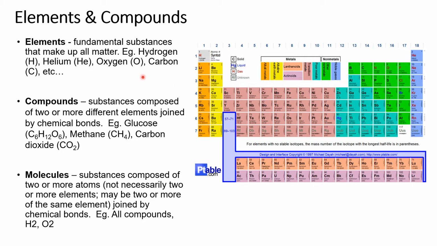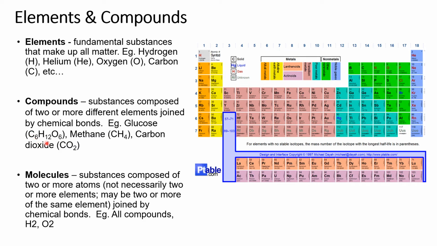Now, atoms can come together to form compounds or molecules. Our next job here is to realize the difference between the two when there is a difference. So a compound is a substance that's composed of two or more different elements. Elements here is the key word. So some examples are glucose, and we can see three different elements are represented: carbon, hydrogen, and oxygen.